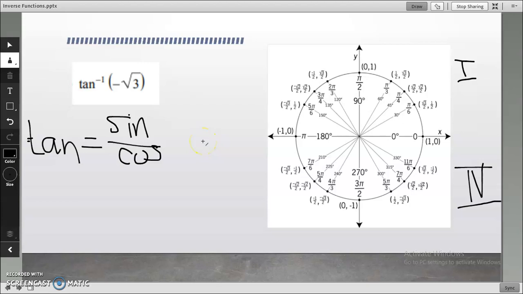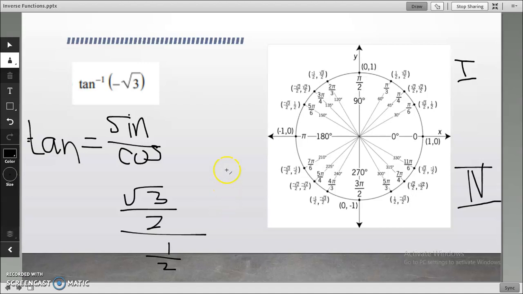And I know that if I have square root of 3 over 2 divided by 1/2, and I only know this because I do it all the time, and you will know this also because you do it all the time, then when I have a value like that, that's going to give me that square root of 3. So when I simplify that out, I get square root of 3 divided by 2 times 2/1, which gives me square root of 3. I need a negative though.